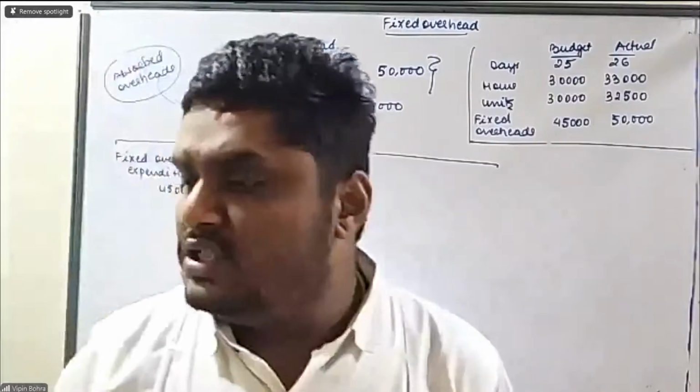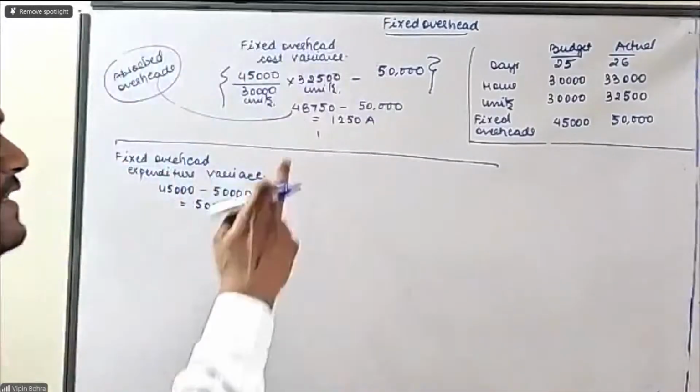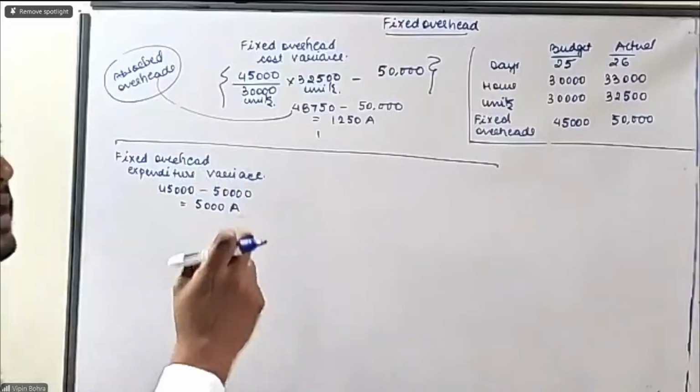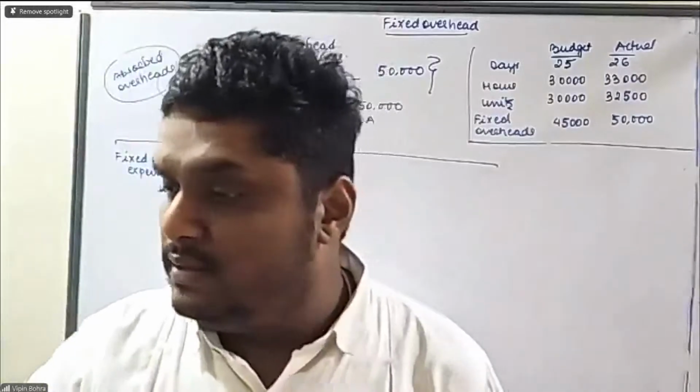So we are done with cost variance and expenditure variance. If you guys have any doubts in these two parts, please post your queries.